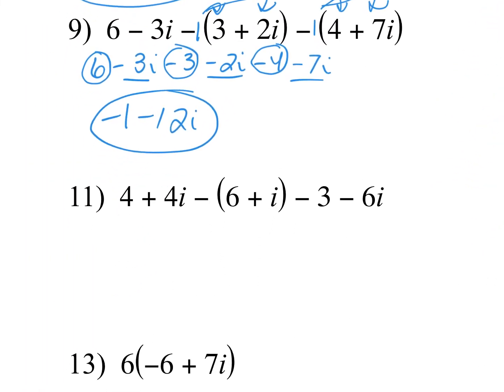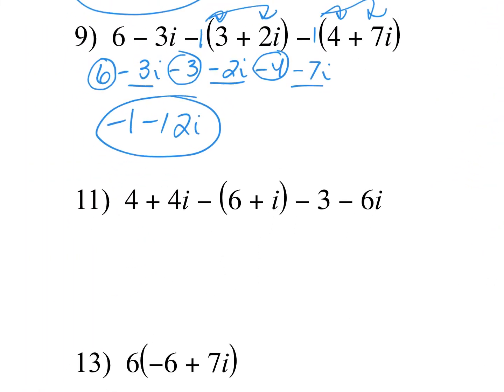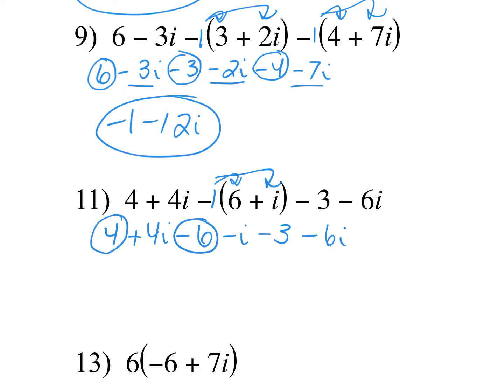All right, we'll go to 11. Got that distribution right here in the middle. Go ahead and take care of it. So 4 plus 4i minus 6 minus i, minus 3, minus 6i. Real with real, guys. Everything that's real can go together. 4 minus 6 is how much? -2 minus 3. -5. This is exactly how you guys should do this on your test or quiz. Just take your time. Positive 4i minus 1i is 3i, correct? Minus 6i.